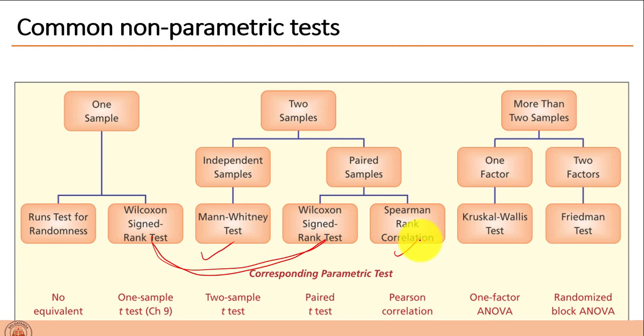Now, if the data is normally distributed and the conditions for a parametric test are satisfied, then we can use the two-sample t-test in place of the Mann-Whitney test. And we can use the paired t-test in place of the Wilcoxon signed rank test, or the Pearson correlation to replace the Spearman rank test. So this is where you have the two samples situation.